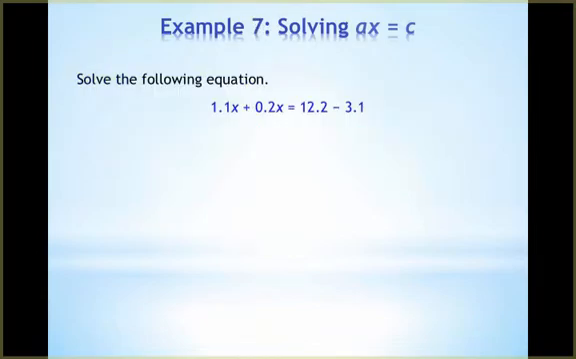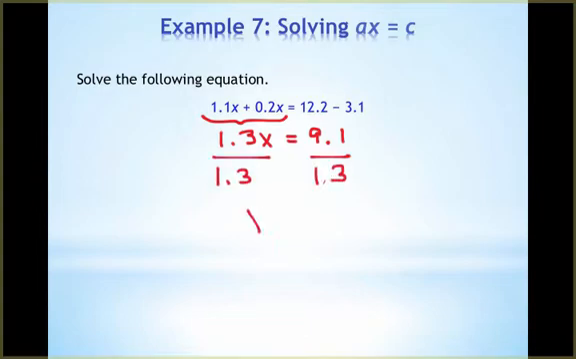In our next example, we've got some like terms that we can combine. We can take 1.1x and add 0.2x and get 1.3x equals, and then I can take 12.2 minus 3.1 and subtract those, and I'm going to get 9.1. Then I want to divide both sides by 1.3. And now you'll take your calculator and divide, and you're going to get that x equals 7.